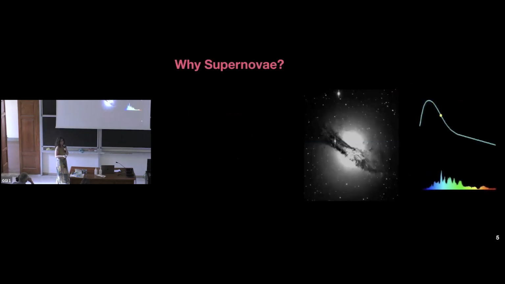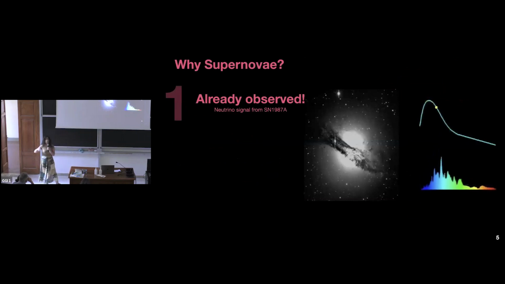Why are core collapse supernovae important? Well, first of all, because they have been already observed. We have already observed the neutrino signal coming from a supernova explosion, the supernova 1987A. And many neutrino properties have been already constrained with this signal. So we know that it is possible to perform neutrino physics with supernovae.